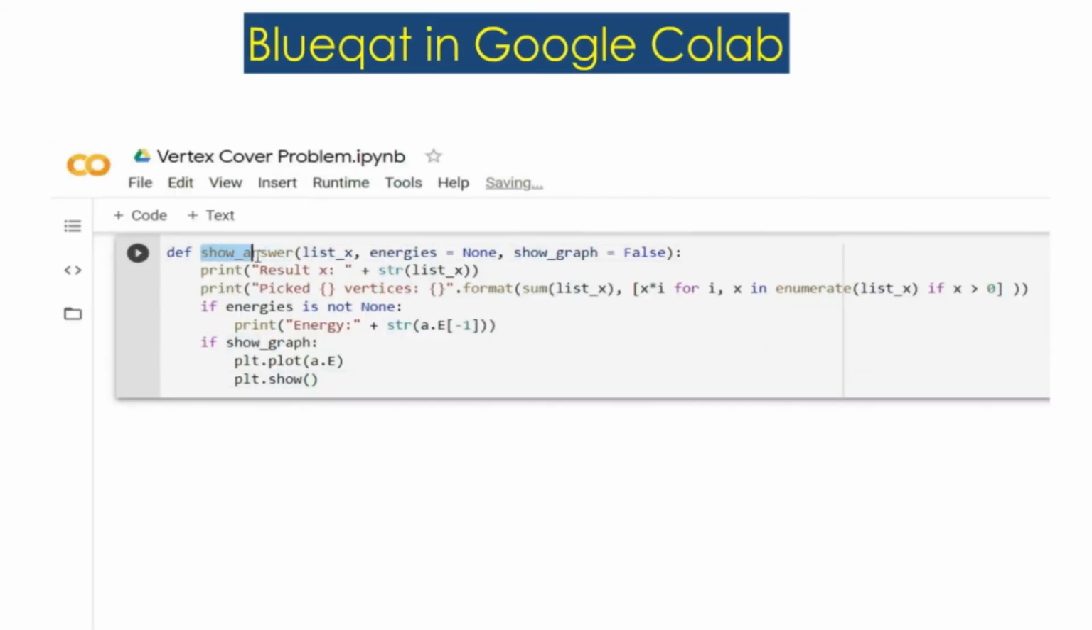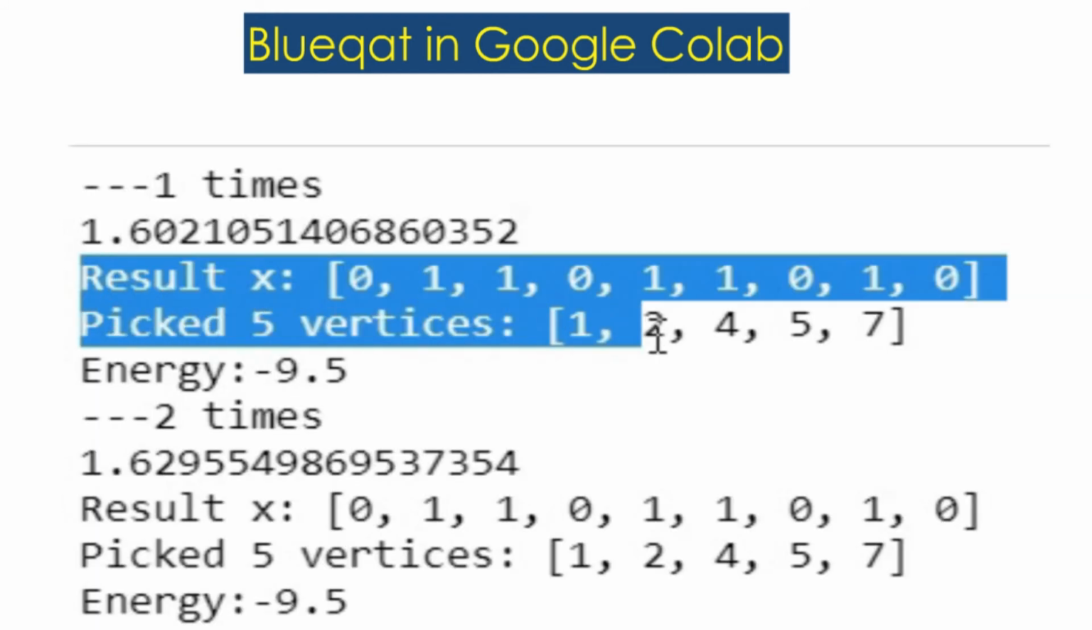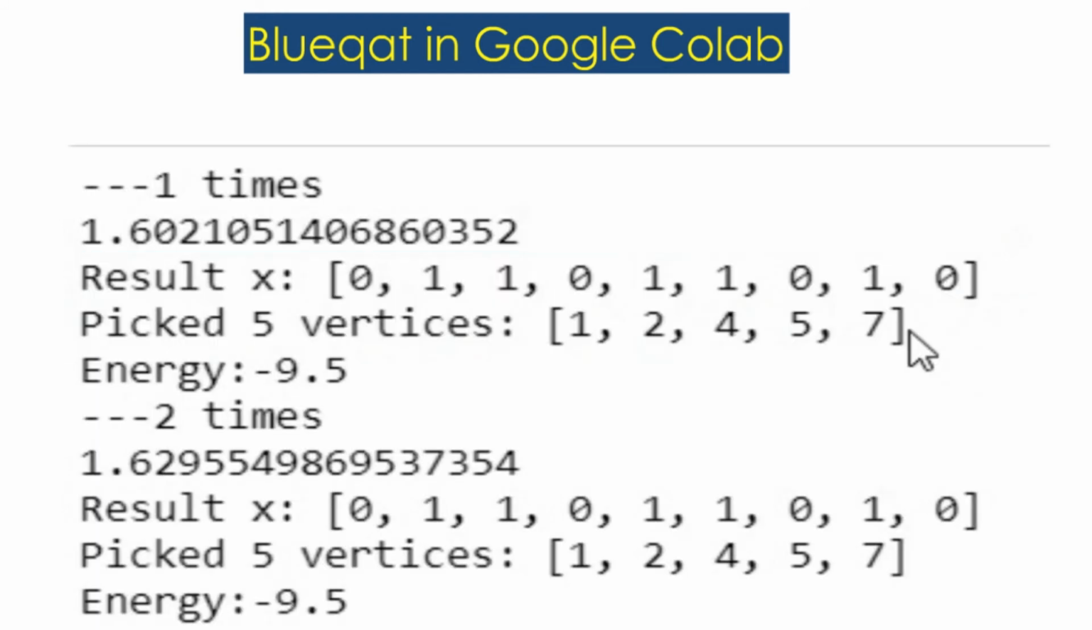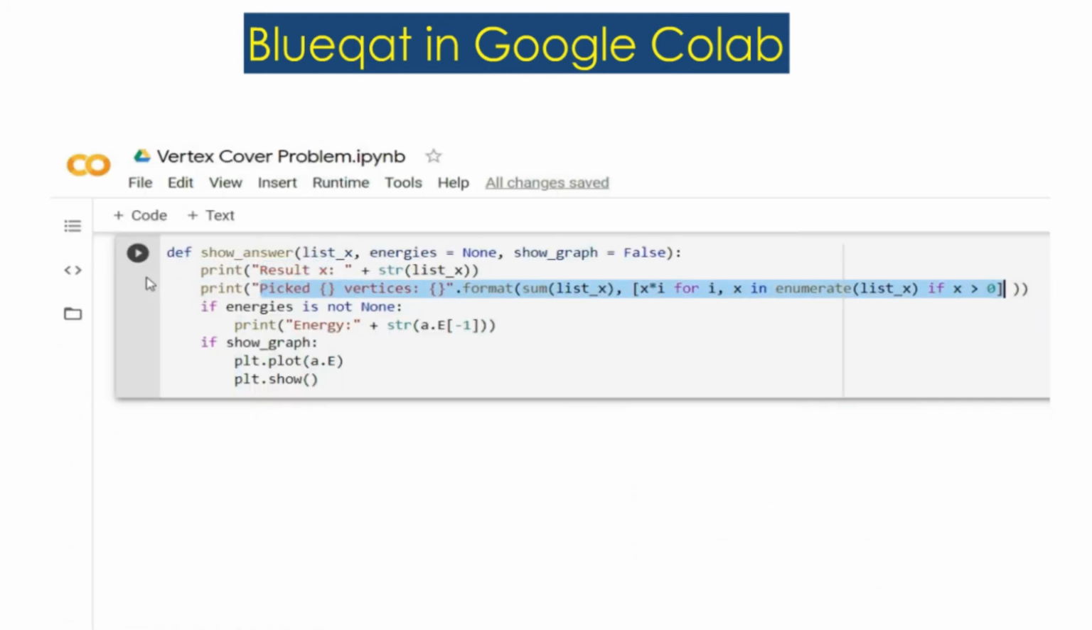We have another function, showAnswer, which will print the result of list x, that is the list of integer numbers 0 and 1. 0 represents the subset is not selected whereas 1 represents the subset is selected. After this, it will print those selected groups which fulfill this condition.